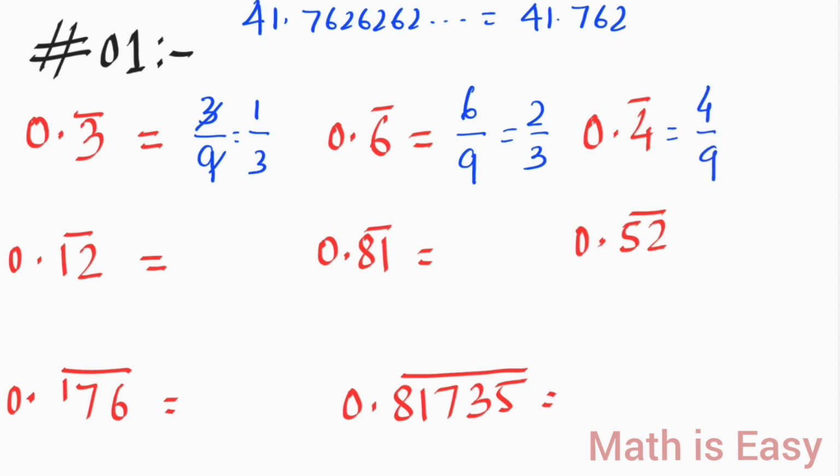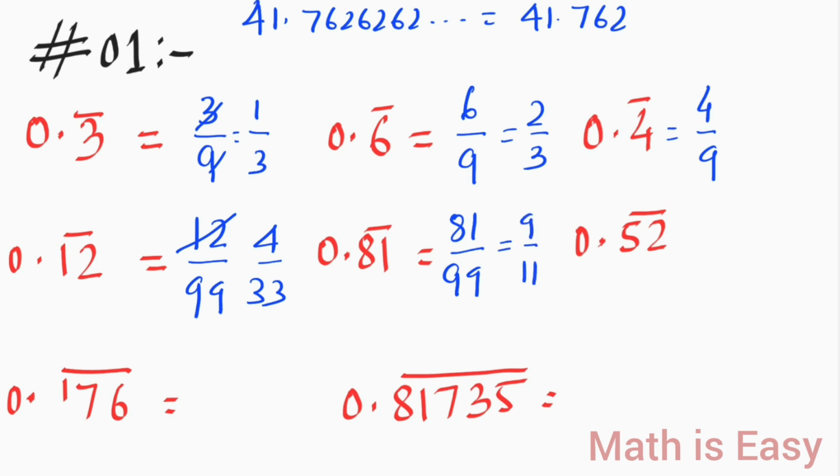Okay. Now here, it is 0.12 and it has a bar on it. So it will be 12 upon 99. Why 99? Because two digits are repeating here. You can further simplify it by cancelling by 3: 3 4s are 12 and 3 33s are 99. Okay. Now this one becomes 81 upon 99, and you can further simplify it: 9 9s are 81, 9 11s are 99. Okay, and similarly this becomes 52 upon 99.